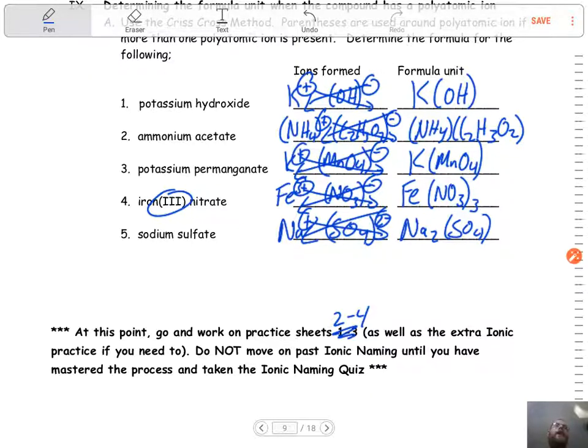Do not go on to molecular naming. I promise you, go through and master this ionic stuff before you move on. It'll make your life a whole lot easier.